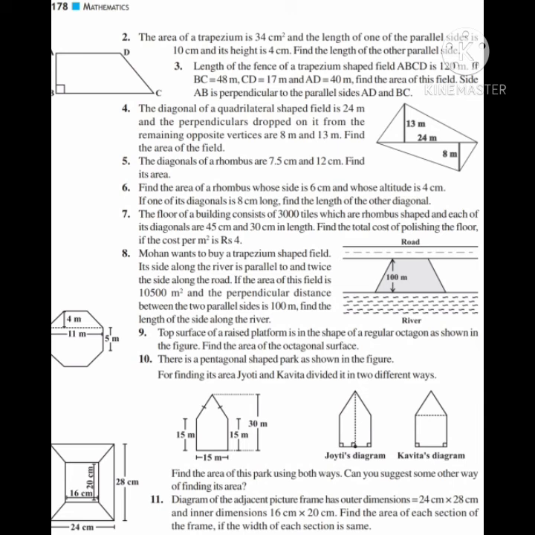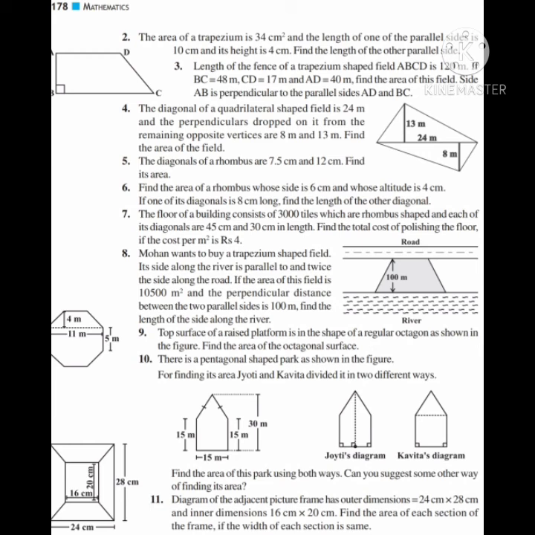Side AB is perpendicular to side parallel sides AD and BC. So AB is the height in between the parallel sides AD and BC. Can you find AB, children? When all the perimeter is given and three sides are given, try to think how you will find the length of AB.